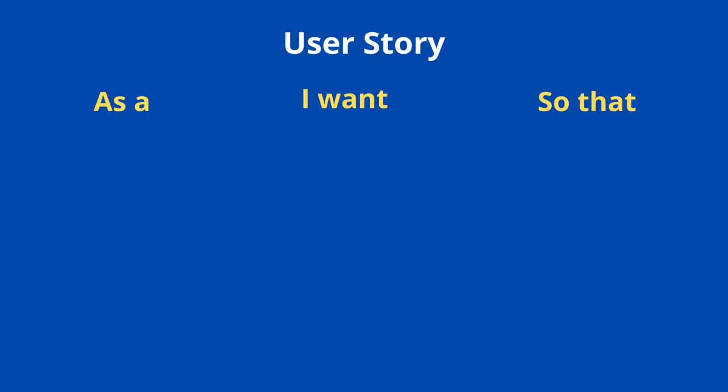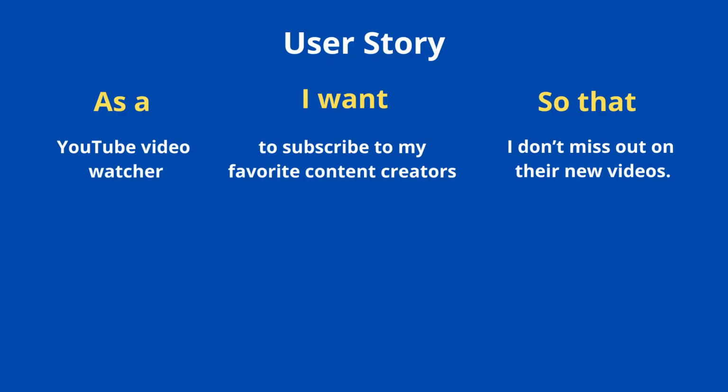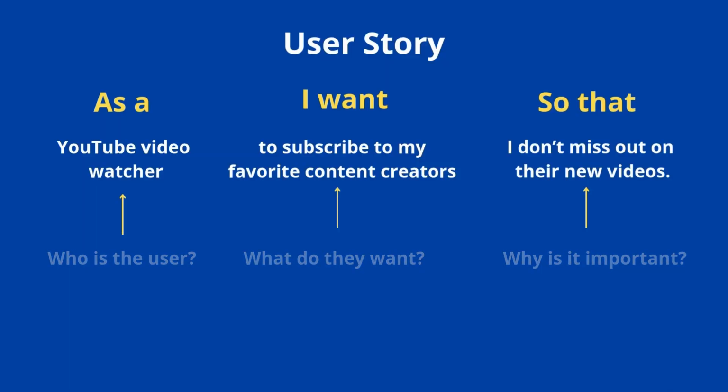Now let's look at a simple example of a user story. As a YouTube video watcher, I want to subscribe to my favorite content creators so that I don't miss out on their new videos. This story works well because it clearly answers who the user is, what do they want, and why is it important for them. By answering the who, what, and why, we make the user story meaningful and easy for the team to understand and act on.